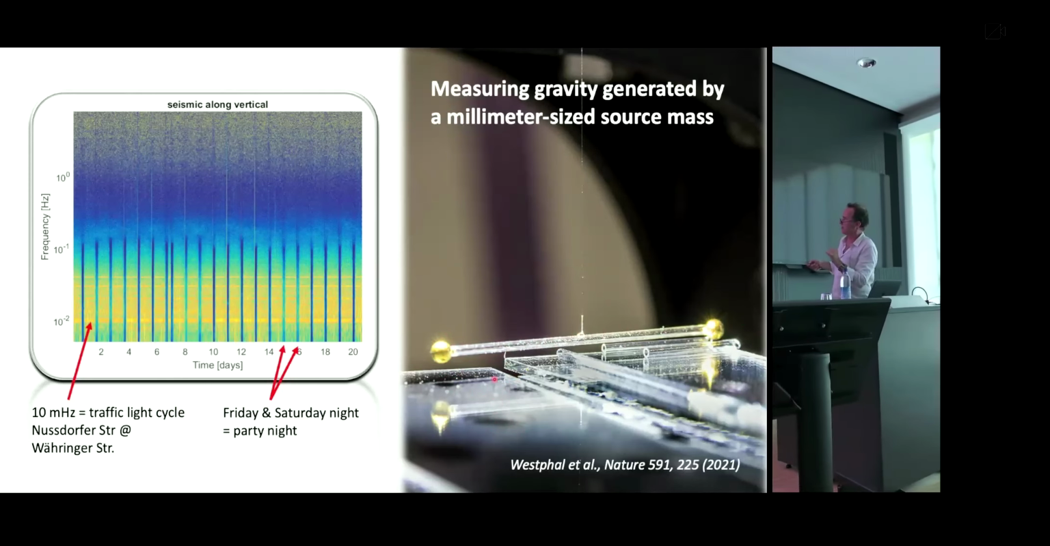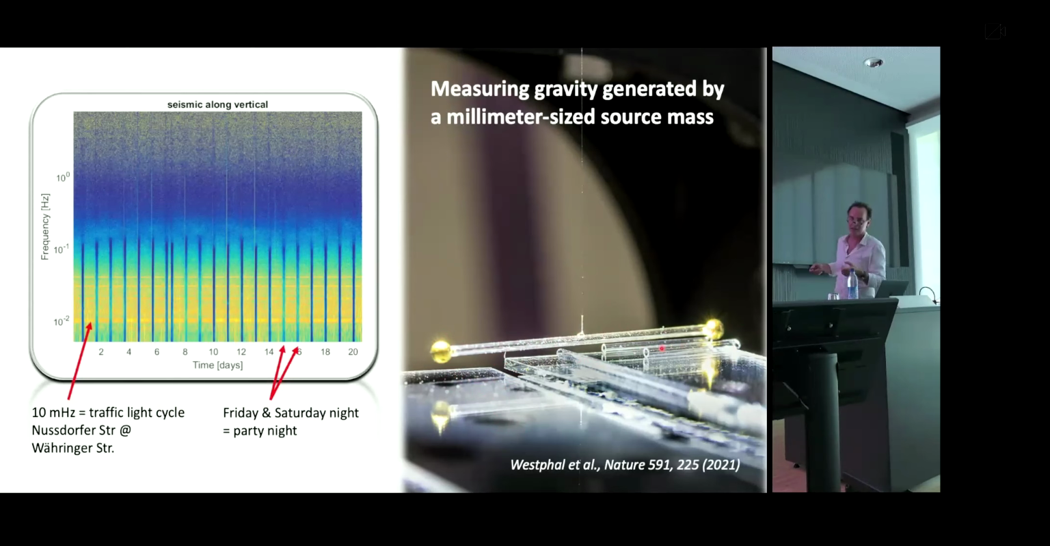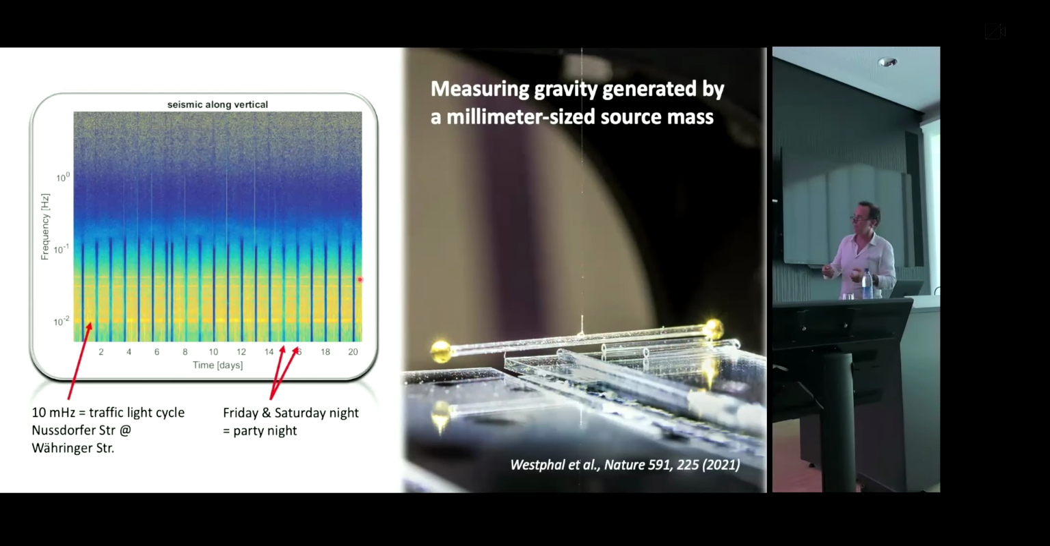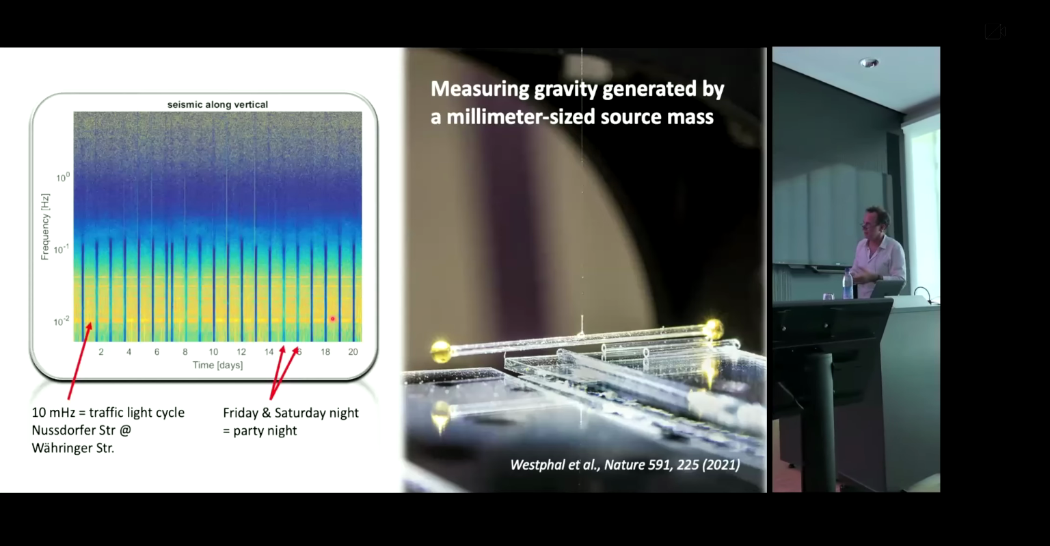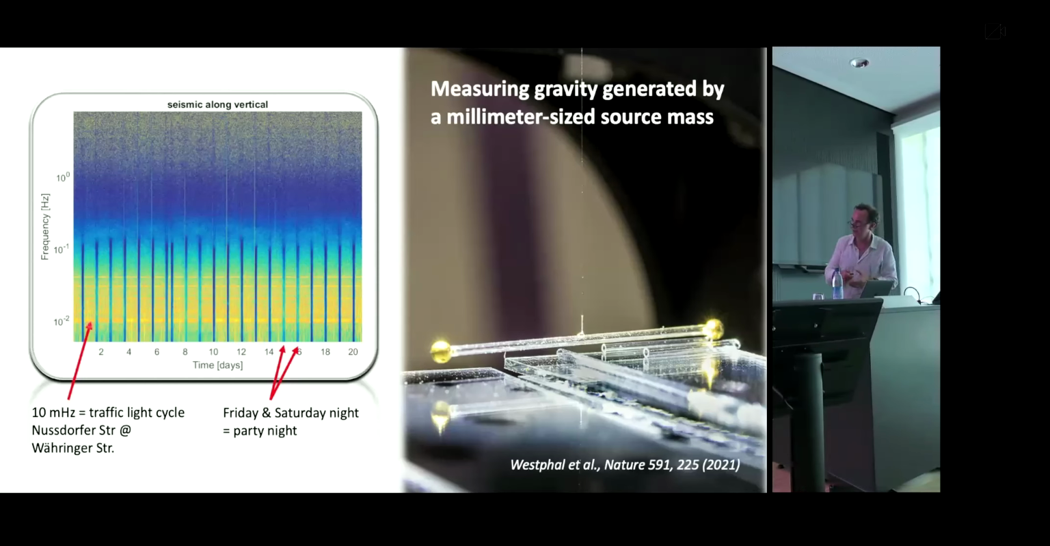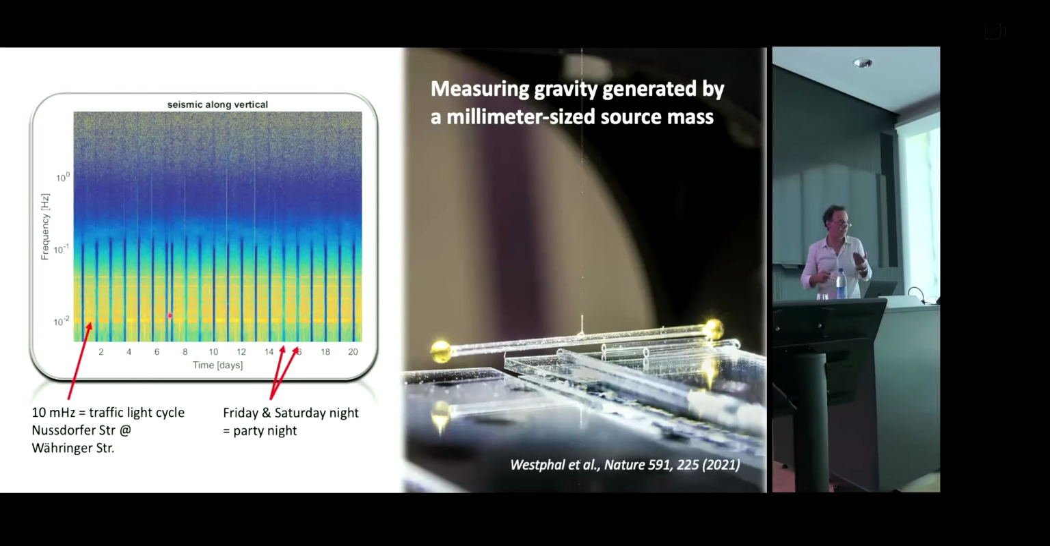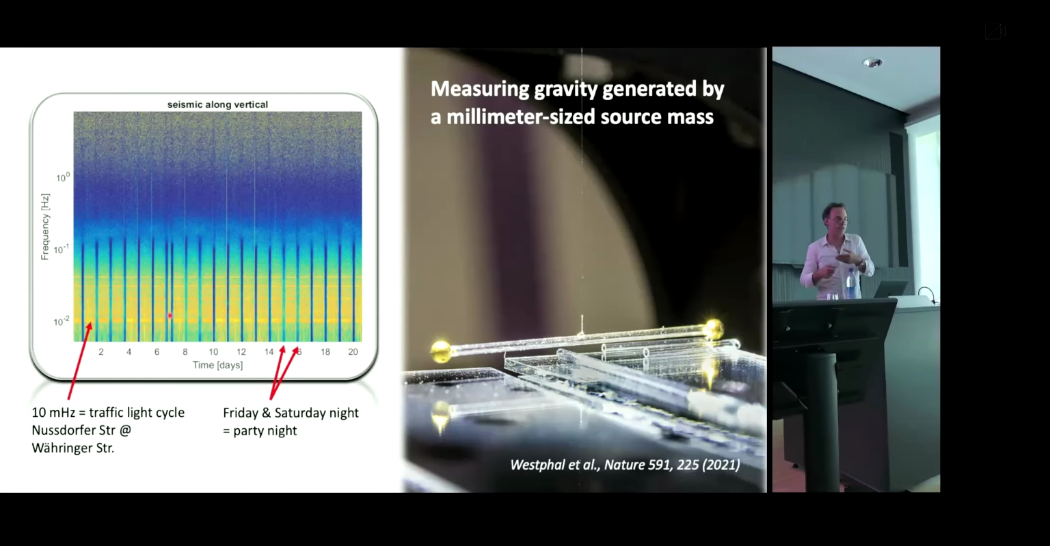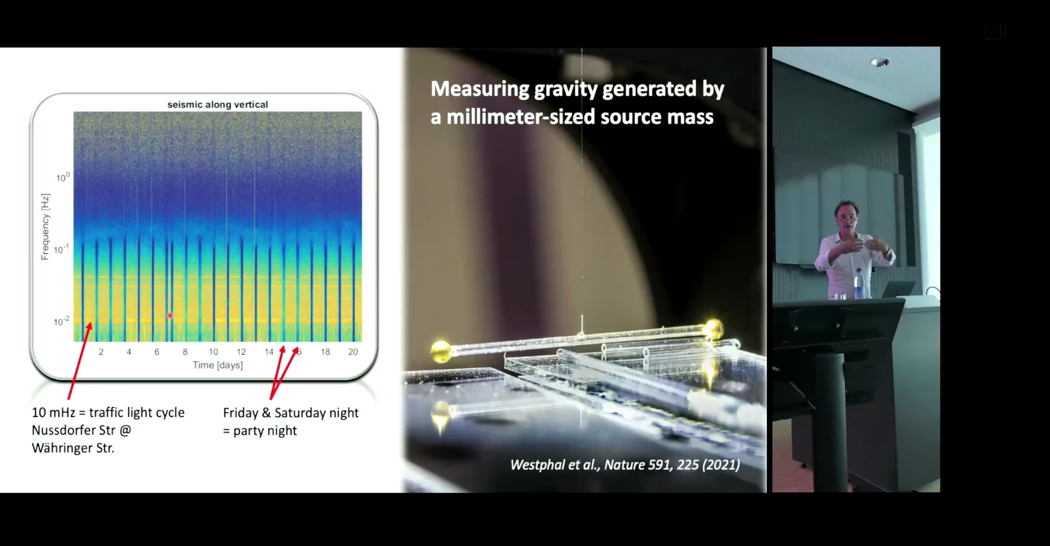Now the question is, if you just measure displacement of the pendulum in the absence of any gravitational coupling, how does your response of the pendulum look like? And here you have the amplitude response as a function of frequency and time. And you see blue is actually nothing and yellow is a lot. So what you can see here is there's a resonance here at approximately 10 millihertz. Right? So there's a lot of excitation at 10 millihertz at any time of the day, which coincides with the traffic light cycle at the road crossing of Währinger Straße and Nussdorfer Straße, like 70 meters away from our lab. And you see the higher orders of that.